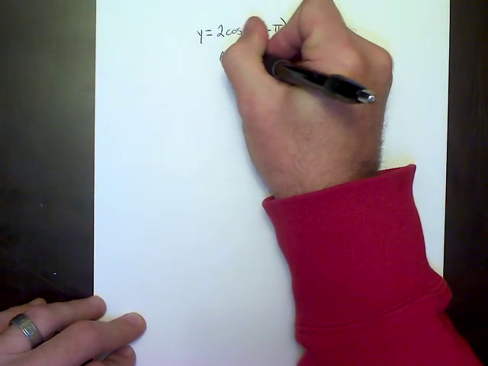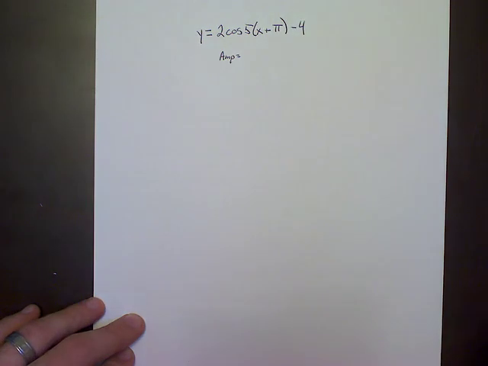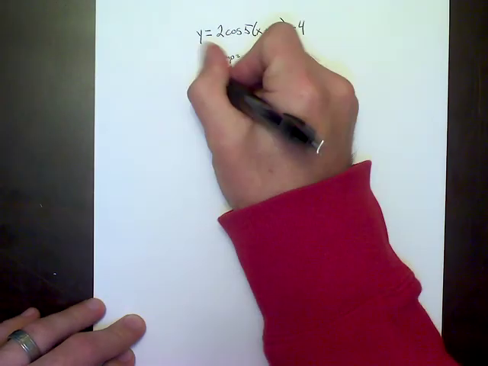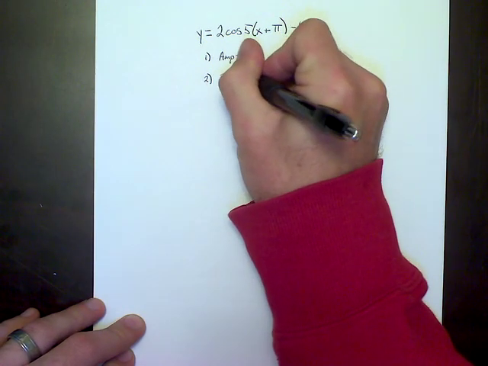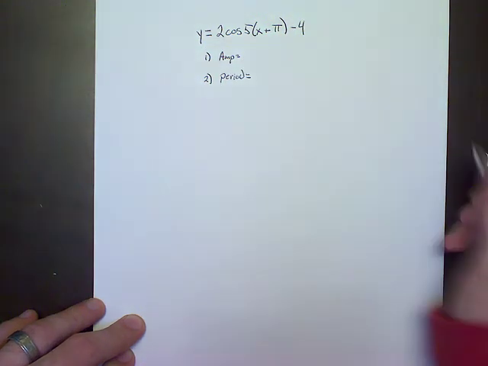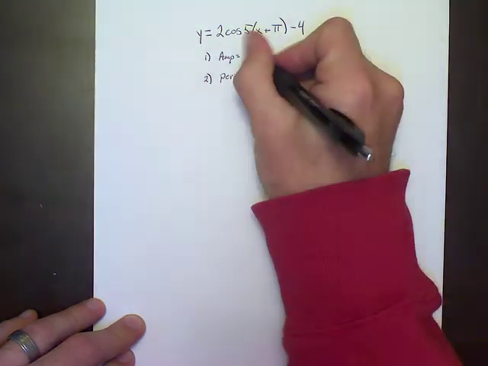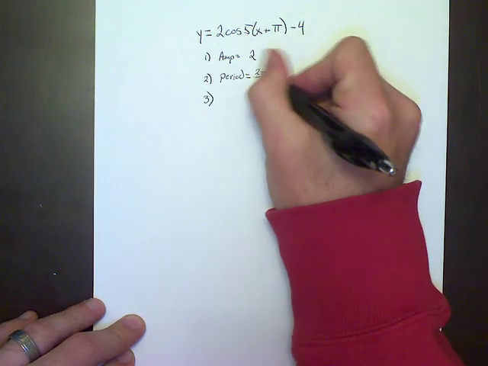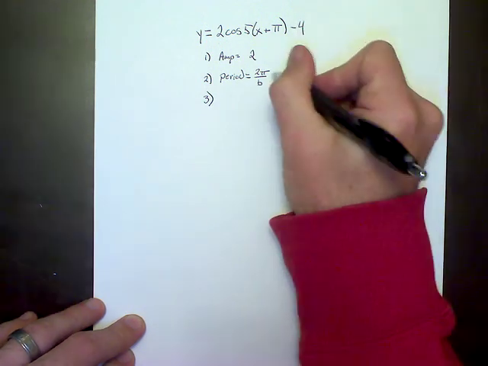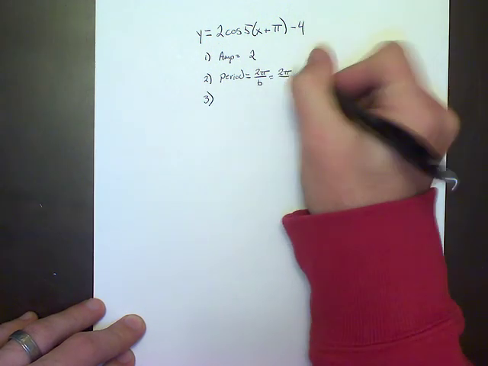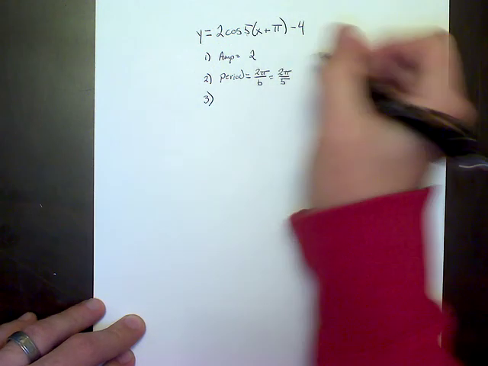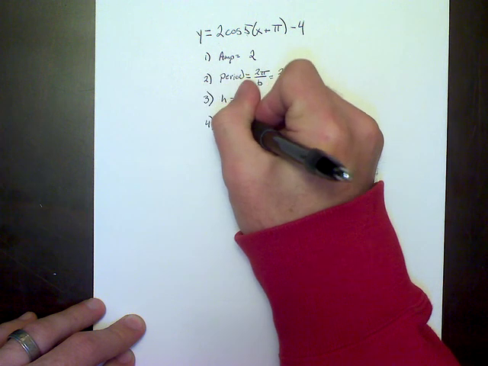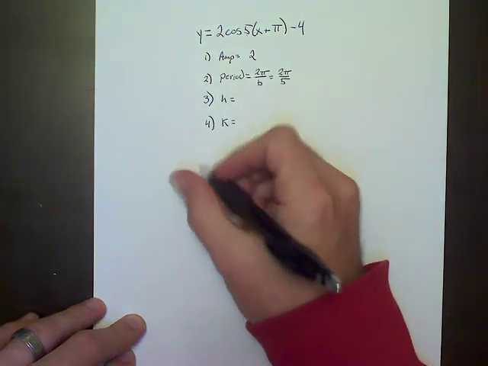We want to find the amplitude, which I'll let you see if you can do here real quick while I write some stuff down. So if you haven't figured it out, the amplitude is this first number, again, 2. The period is going to be 2 pi over b, which in this case is 2 pi over 5. And then I'm going to let you work on h and k real quick while I write one more example down here.